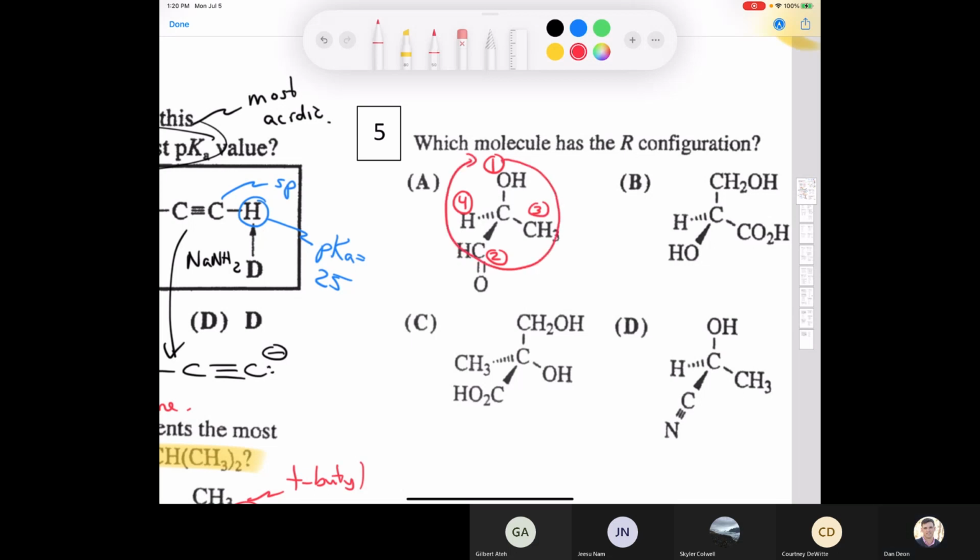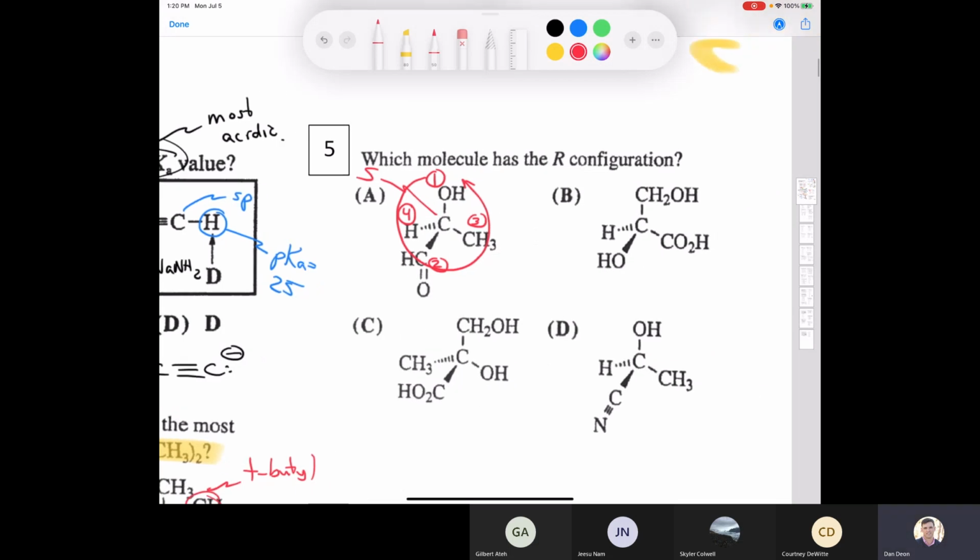Sorry, I went the wrong way. So we go from 1 to 2 to 3. And so this one has the S configuration. If we go over to the next one, B, the hydrogen, again, is the lowest priority. Oxygen is highest priority. This carbon is attached to 3 oxygens. This one is only attached to 1. So we go from 1 to 2 to 3, which again is counterclockwise. And so this is also S.